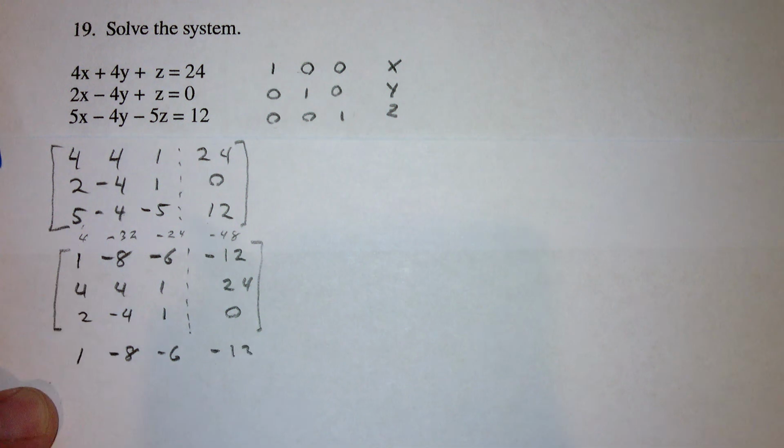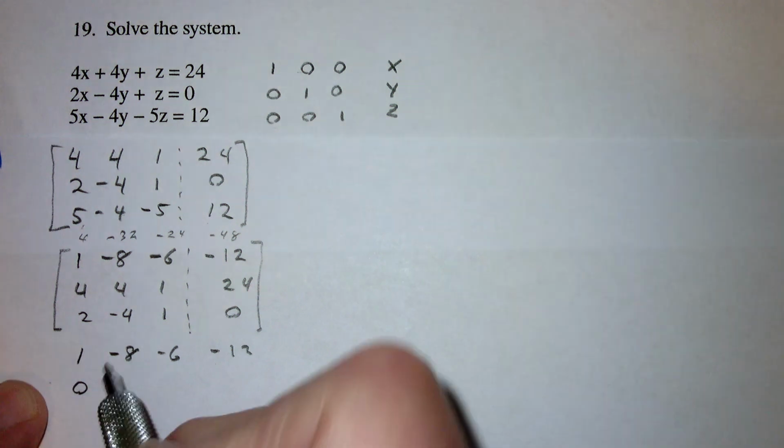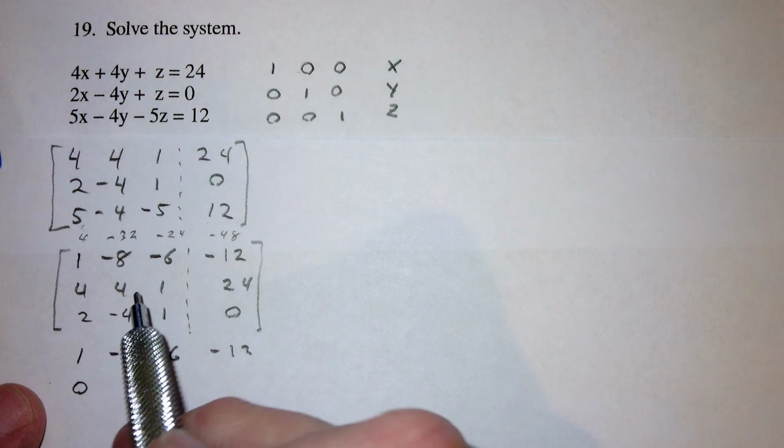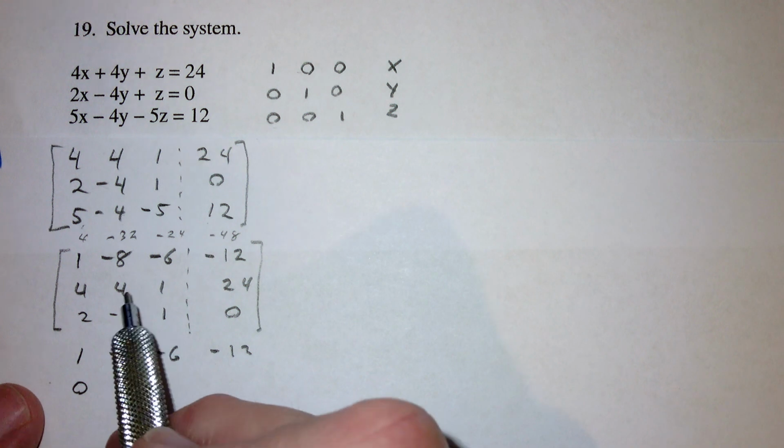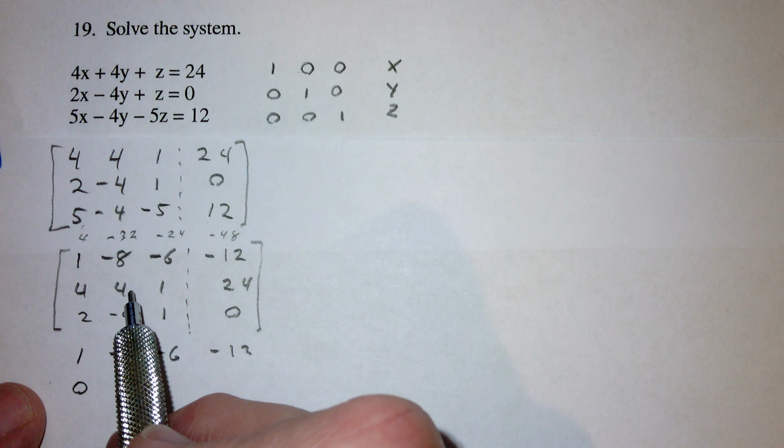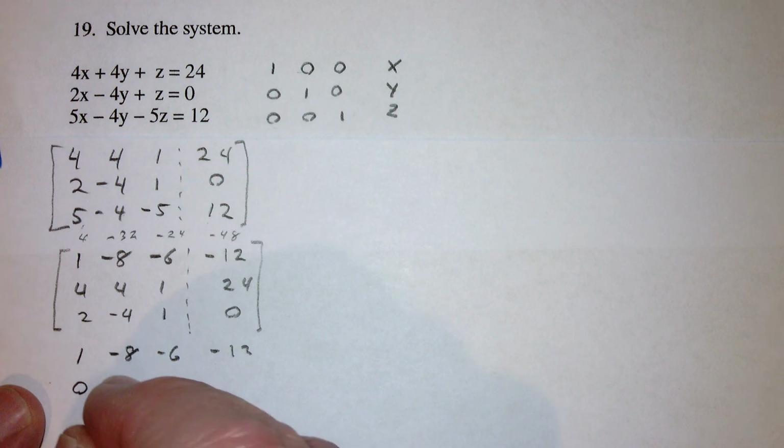4 minus 4, awesome. 4 minus 4 is 0. That's really all I was shooting for. Everything else is going to come out pretty ugly. Okay, remember we're subtracting, so 4 minus 32 is plus 32, so I get 36.